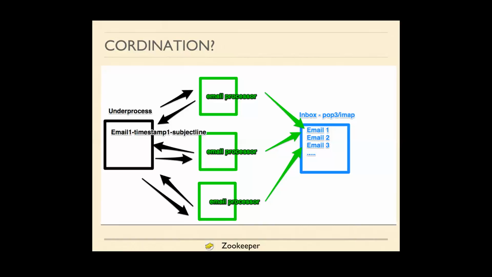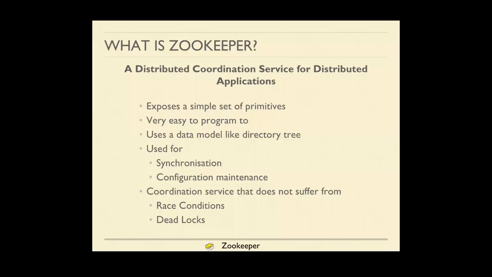So basically, every email processor is writing their name against an email ID so that the other one does not read it. Okay, and that's being done using the central system. Okay, so what is Zookeeper?